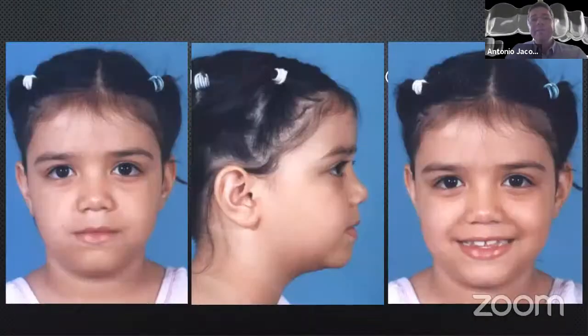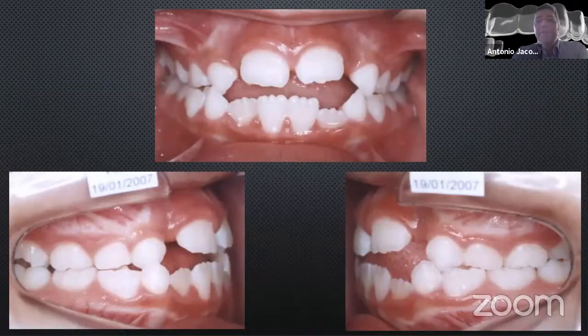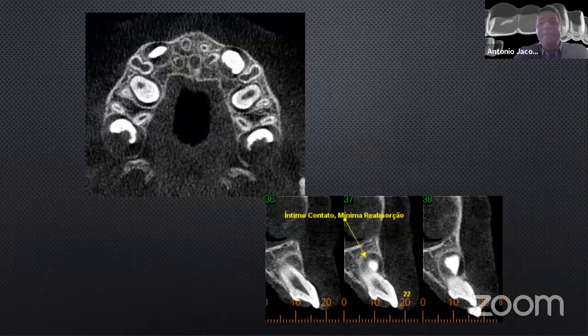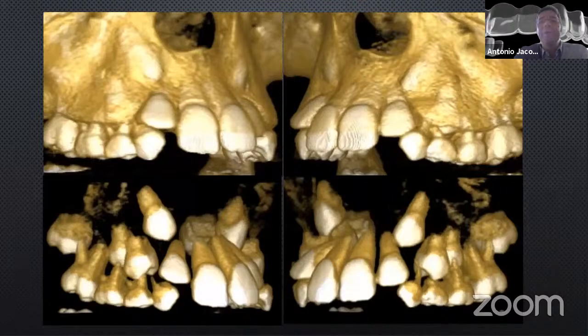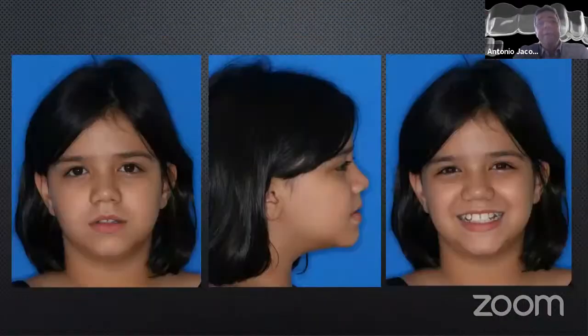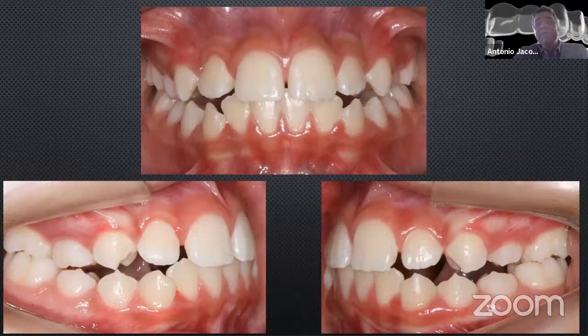Okay. Well, this is a very interesting case also. A girl, this was back in 2007. She had a crossbite at this time, and she used maxillary expansion to correct the crossbite. And then she appeared to me at this time. The canines were in very close contact with the lateral incisors, and she is growing. And now she's becoming my patient.